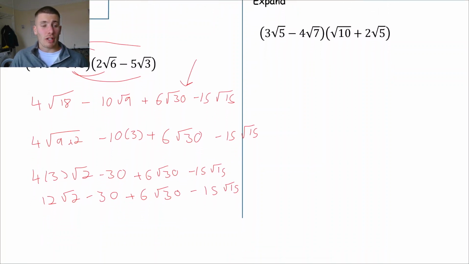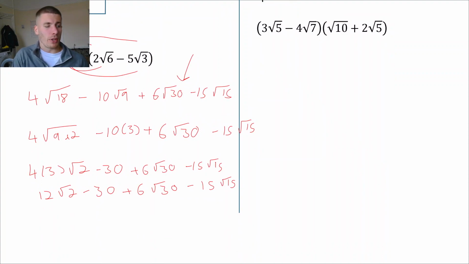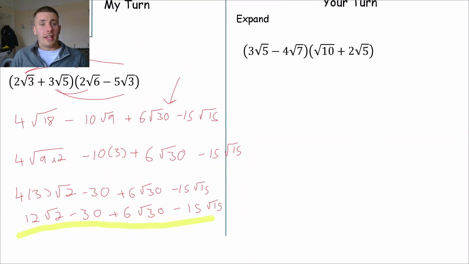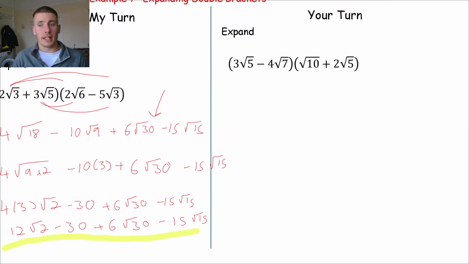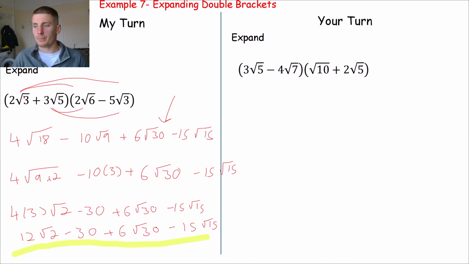And actually, even though it looks really messy, that is your answer, because we can't add any of the terms together because, well, root 2 is not root 30 or root 15. They're not like terms. You can't combine them. And you can't break down root 2, root 30, or root 15 any further. So that is simply your answer. Okay? So you can now try the your turn, and let's go through this one now.